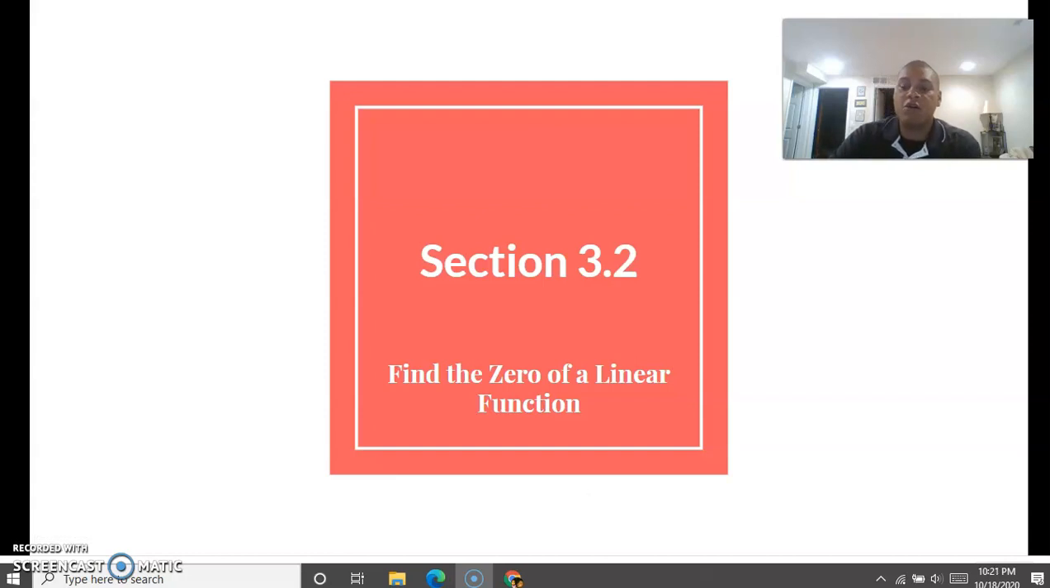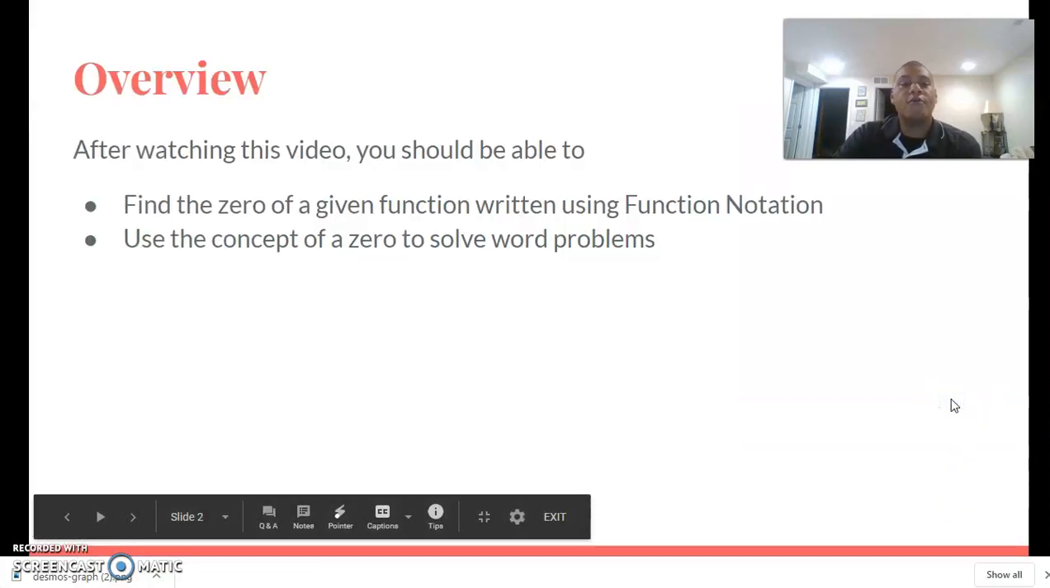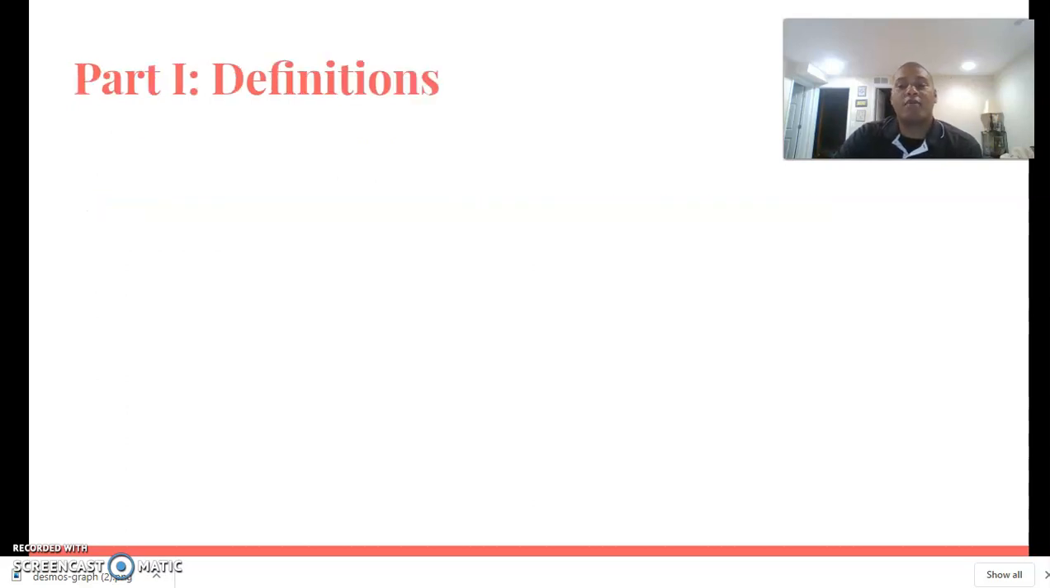Today we're going to find the zero of a linear function. My hope is that after watching this video, you'll be able to find the zero of a given function written in function notation. That'll be the hard part. And then use that concept of a zero to solve word problems. Let's jump into it. Definition.